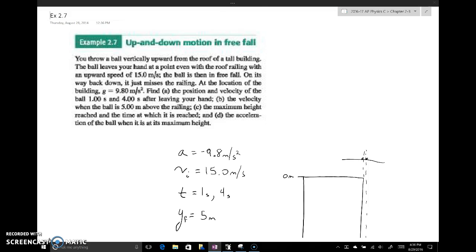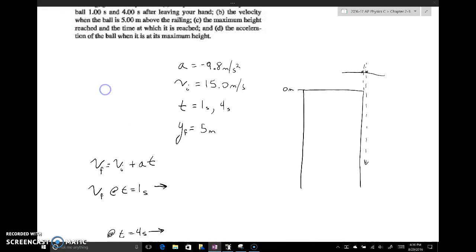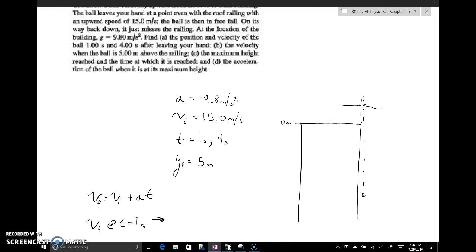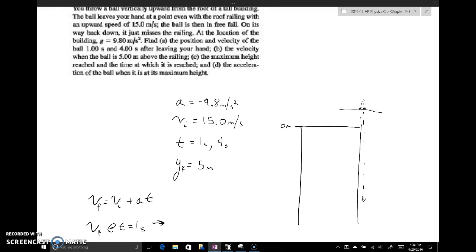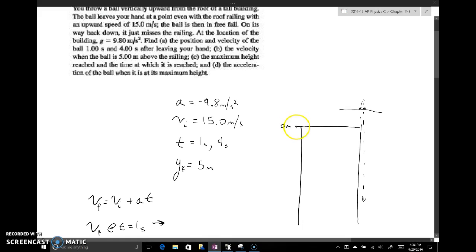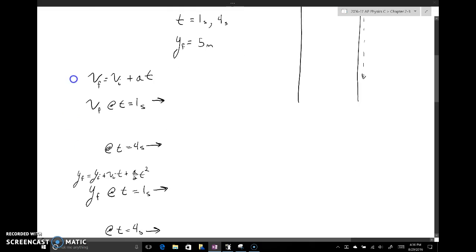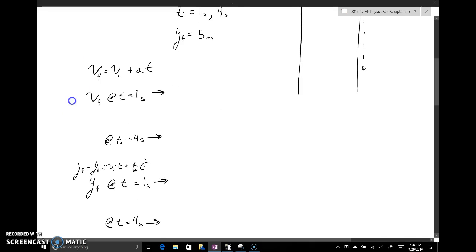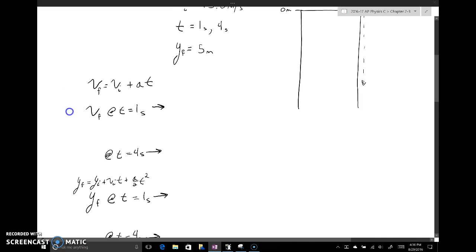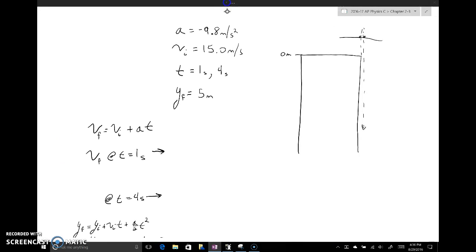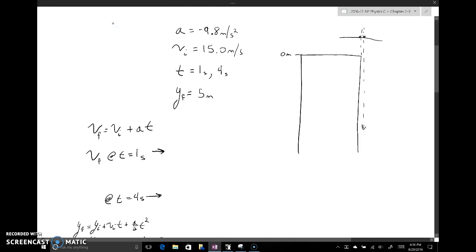First thing to do is to write down our givens. And because there was nothing provided here, we're going to set up our coordinate system. So we're going to put the top of the building at 0 meters. We're going to have downward be the negative direction. And we're going to set up our position and velocity functions. So we'll plug in our given information here.